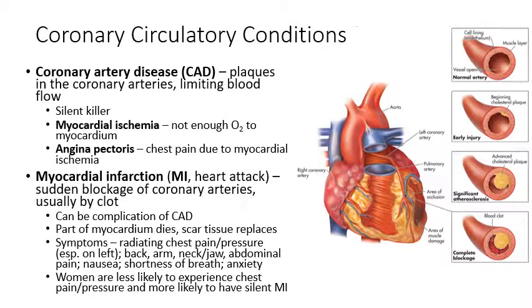If you have a partial block from a plaque, then you might be getting enough oxygen, and you might not have the ischemia or the angina pectoris. But then when you start exercising, the oxygen demand of the heart goes up, and then you may not be able to have enough blood flow, and then you would get angina pectoris.